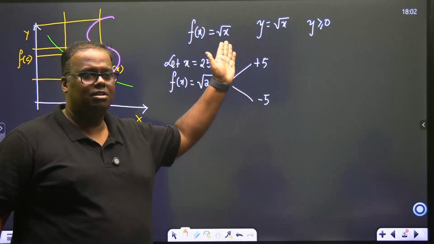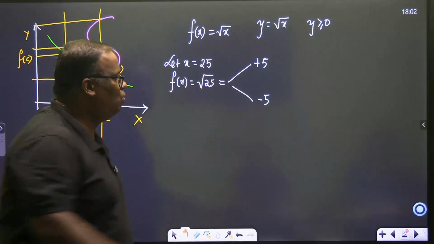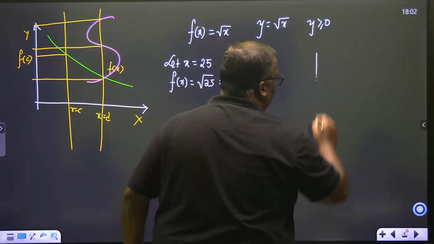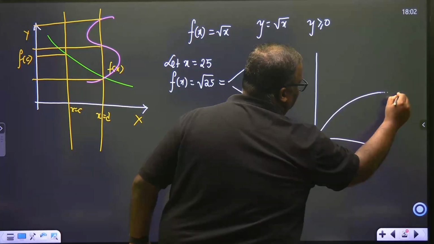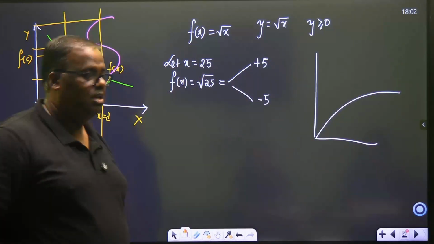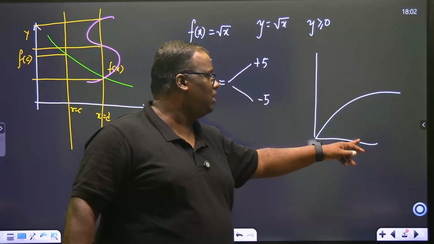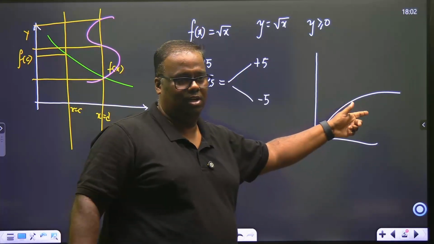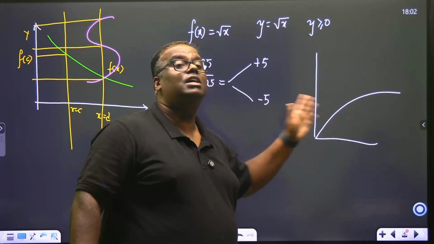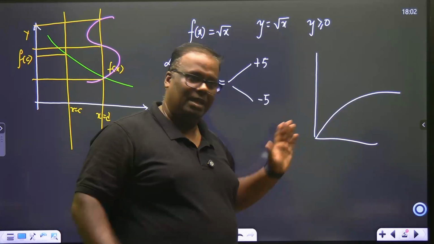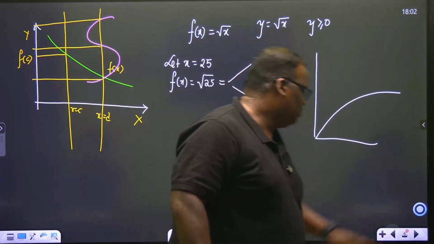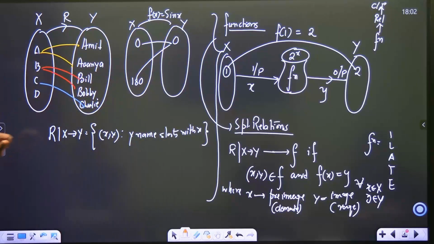Imagine the root function. The square root function is typically mapped like this: 25 gives 5, but minus 5 would also give you this figure. We are not taking the negative side of it. Is that clear? So let's go back here. Let's go back to this one.